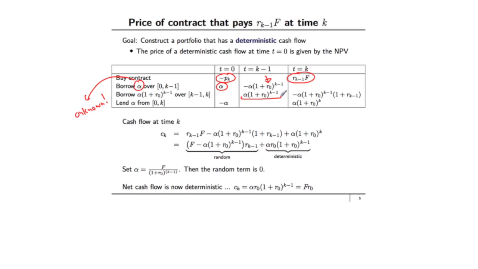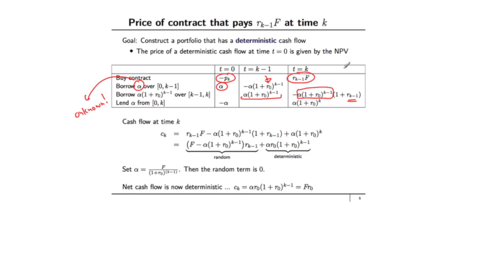What happens at time k? I have to return the amount that I borrowed. This is just the principal, times 1 plus rk minus 1. This is random. The amount of money that I have to return at time k is going to be exactly known only at time k minus 1. At time t equal to 0, where I'm sitting and pricing this instrument, this rk minus 1 is not known. Finally, I'm going to lend alpha for the period 0 through k. I get minus alpha here, and I get alpha times 1 plus r0 to the power k there. Since I'm lending, I have a negative cash flow and a positive cash flow at time capital K.